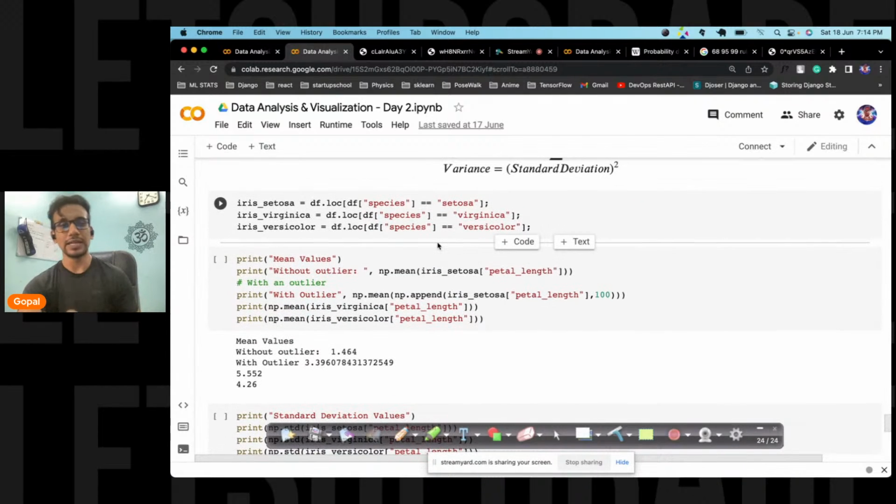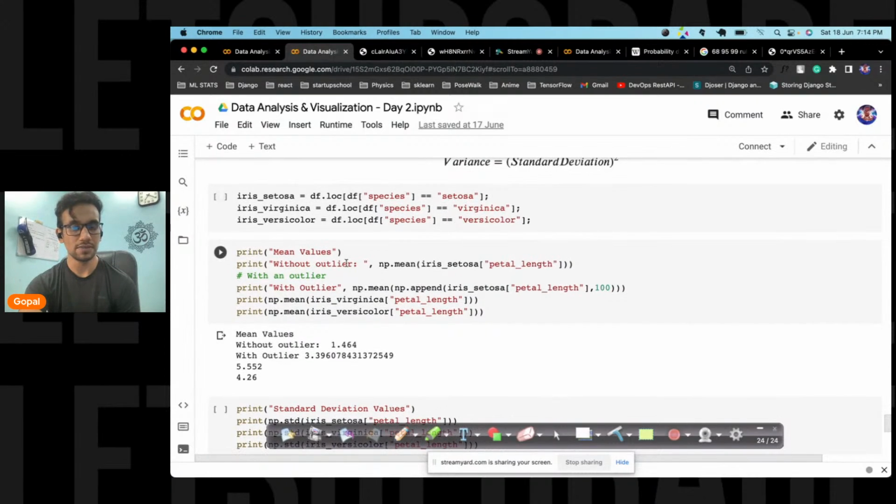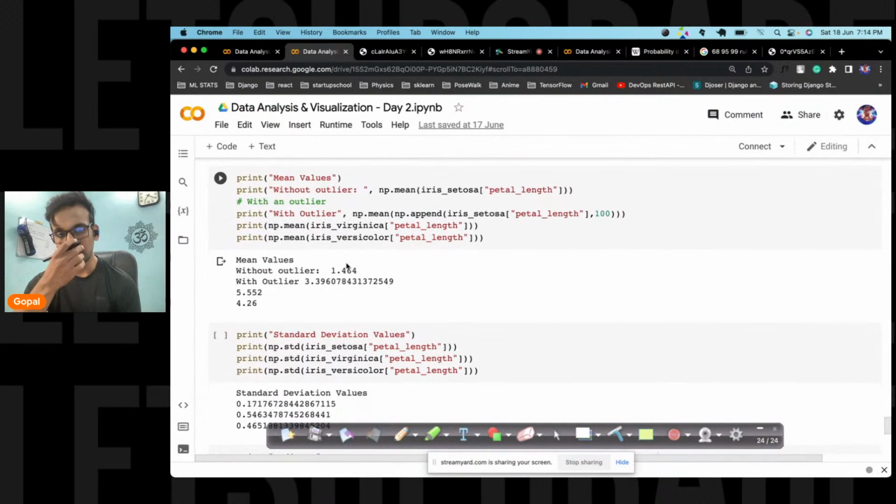So let's say I again extracted the data, but I segregated setosa, virginica, and versicolor differently, each in their own data frame, and I've got this mean value here.